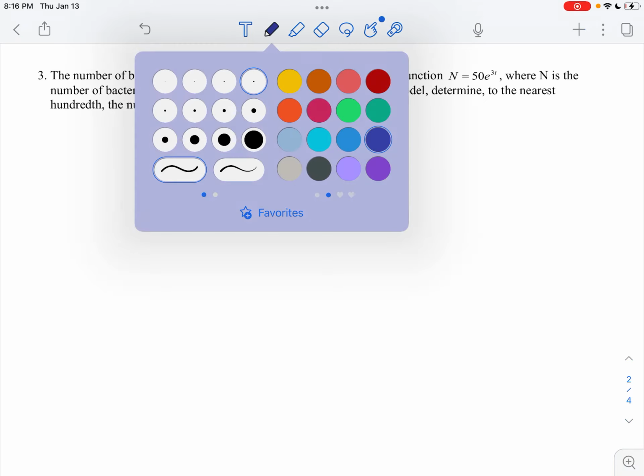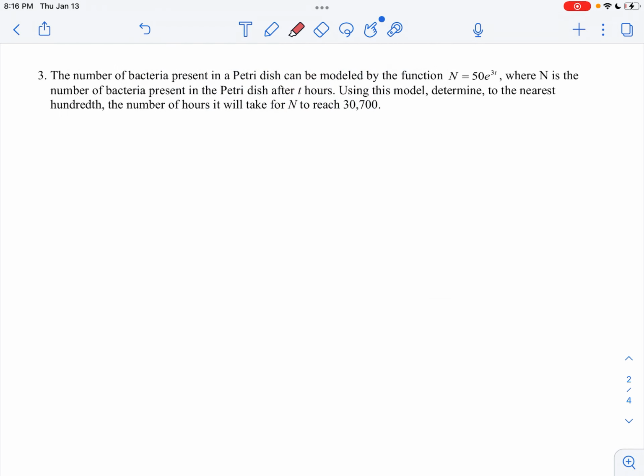Okay, so for this question, it's giving us the number of bacteria present in a petri dish can be modeled by this function. So we have N is equal to 50 times e to the power of 3t. Again, e is that irrational constant, approximately 2.72. That's the base of this exponential function. They tell us N is the number of bacteria present after t hours. And we're being asked to find, to the nearest hundredth, the number of hours it will take for N to be 30,700. So we're solving for time.